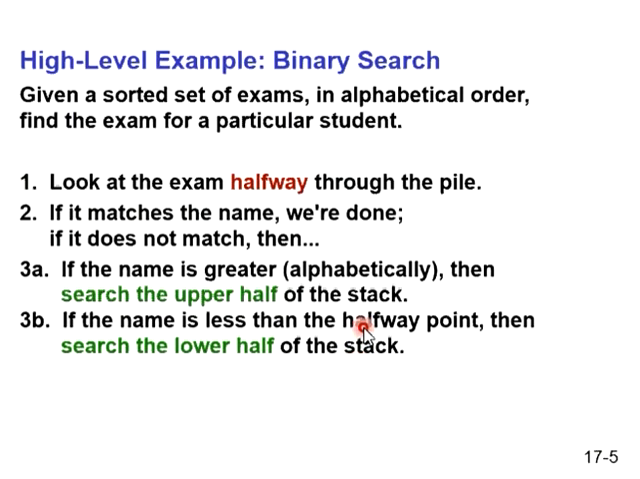So now we have an example. For binary search, we have to find the exam for a particular student. So we have to look at the exam halfway through the file. If it matches the name, we are done, and if it doesn't match, then we go to the case with two different cases. If the name comes earlier alphabetically, then we search the lower half of the stack. Otherwise, we search the upper half.